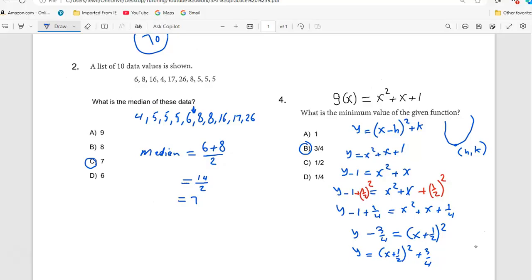Or another way you can do it, if you remember h, you have to find h first. What's h? h is -b/2a. You find the value of h, you substitute it in here, and you're going to find the value of y at that point, which is k. It's another way to do it. Okay, and that's it for that one.